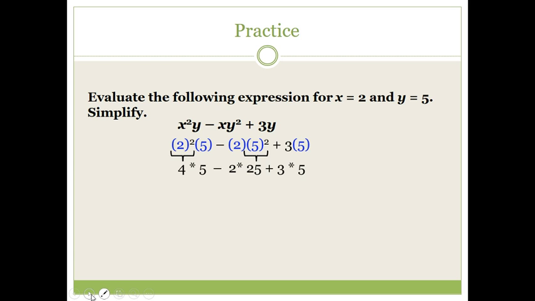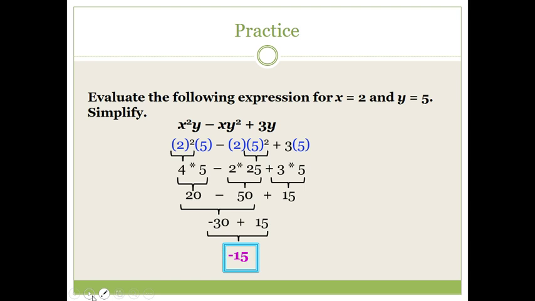All right, next, we need to do all the multiplication before we can do addition and subtraction. So there's all our multiplication. This is 4 times 5 is 20. I think of this as negative 2 times 25, which is negative 50. And here 3 times 5 is 15. And then the last step is just to subtract from left to right. So 20 minus 50 is negative 30 plus 15, and negative 30 plus 15 is negative 15.